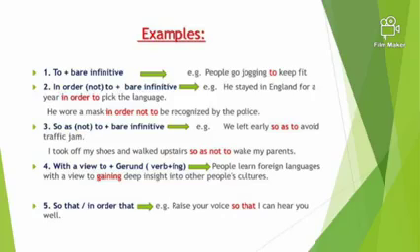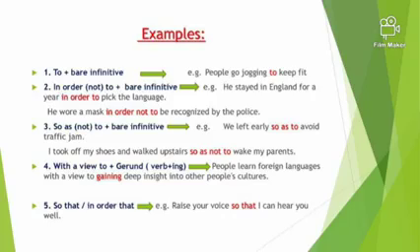This is bare infinitive. Number 4, with a view to plus gerund, or verb with ing. For example, people learn foreign languages with a view to gaining deep insight into other people's cultures. So we have here gaining because this is a gerund, or verb plus ing.